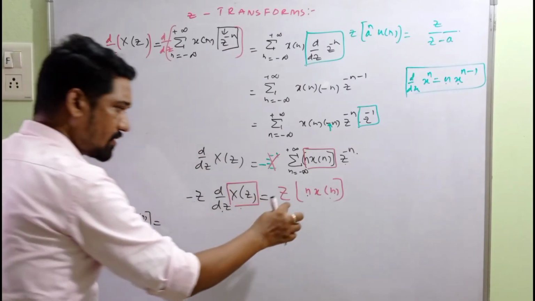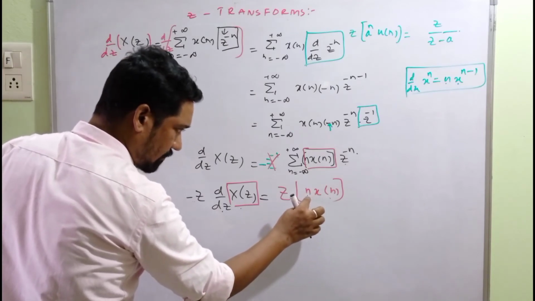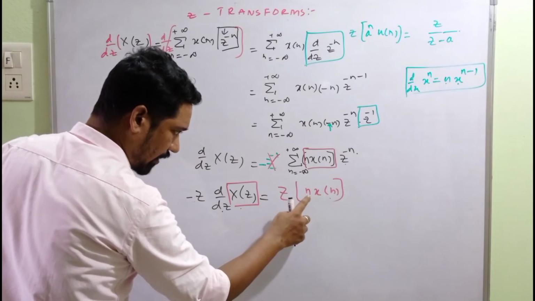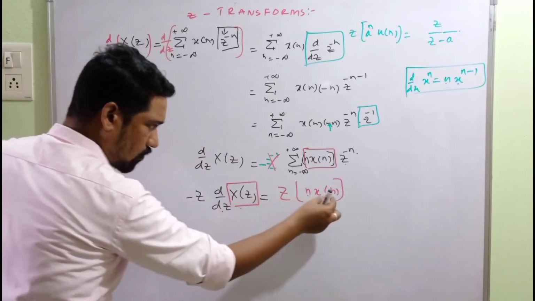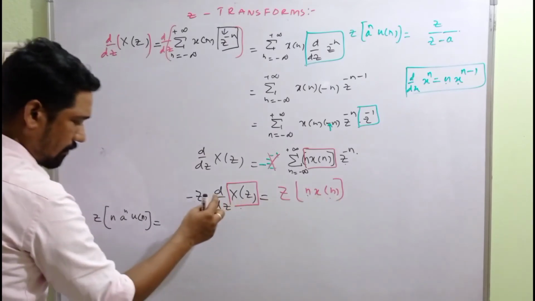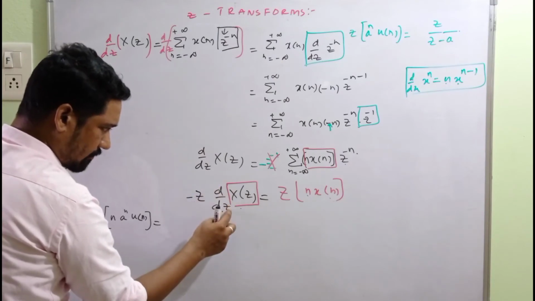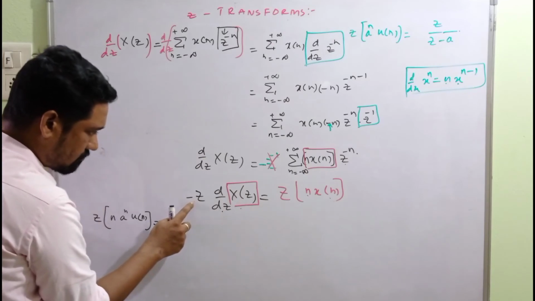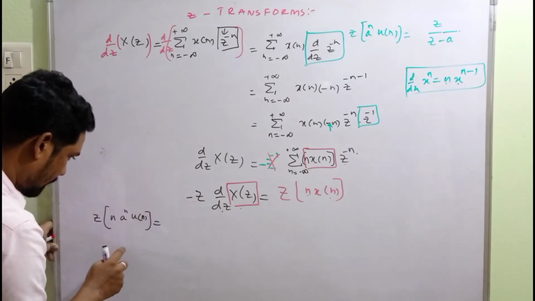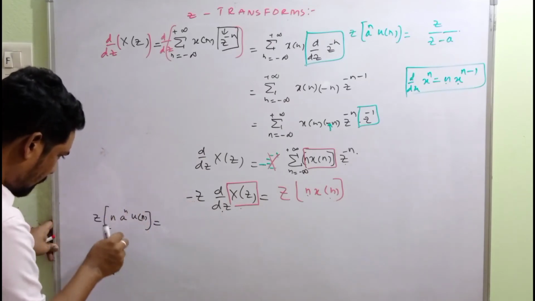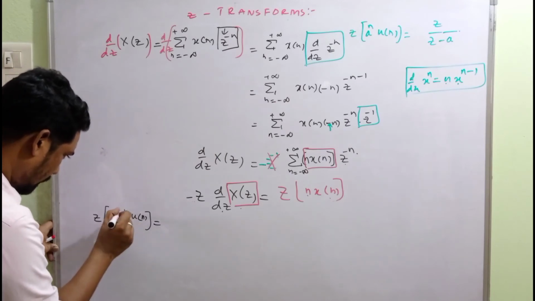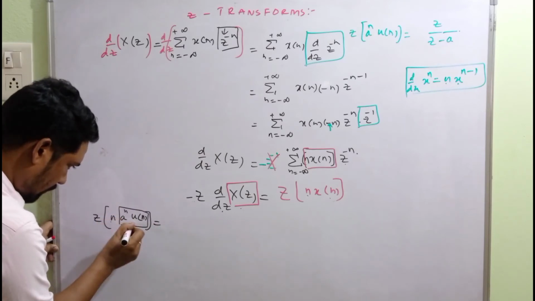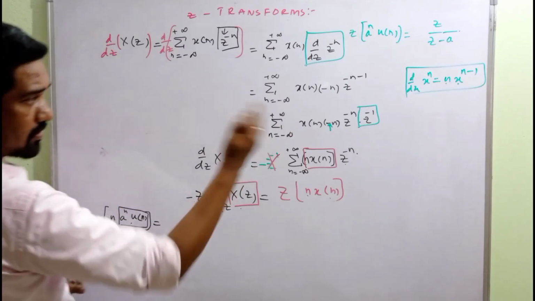In order to evaluate the z transform of any function which is multiplied with n, obtain the z transform of this one. The first derivative of that z transform is multiplied with minus z, right? In the sense, now this one, a raised to n u of n, is multiplied with n, isn't it? So we need to have the z transform of this one. We have seen that one, z transform.